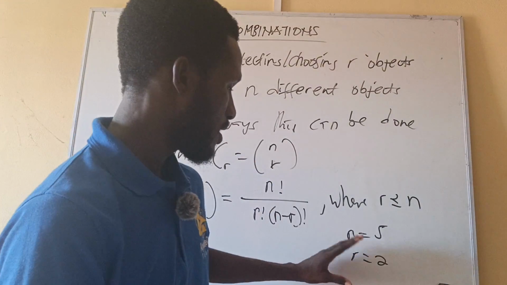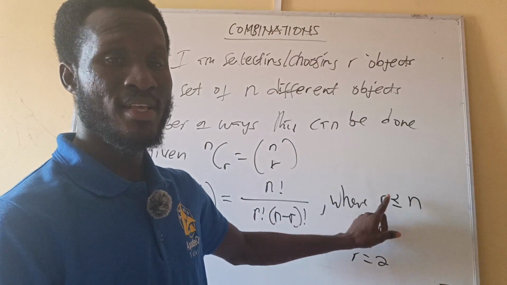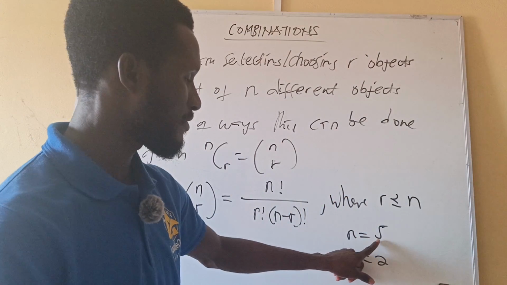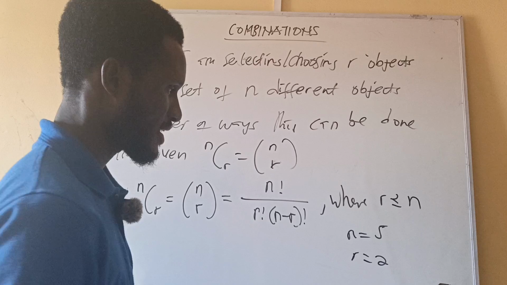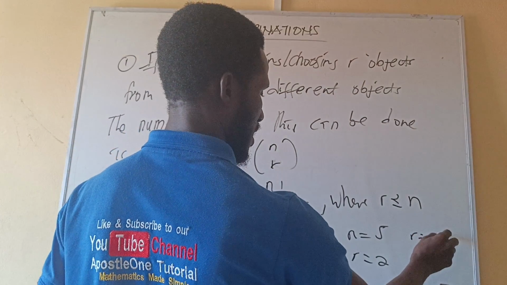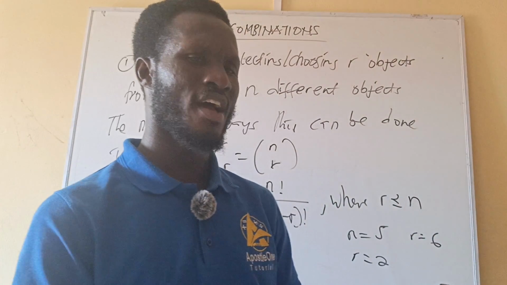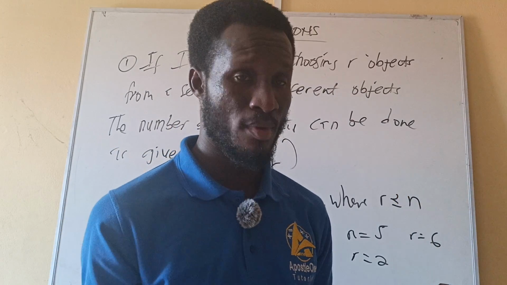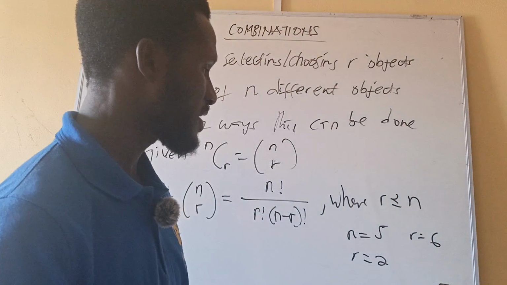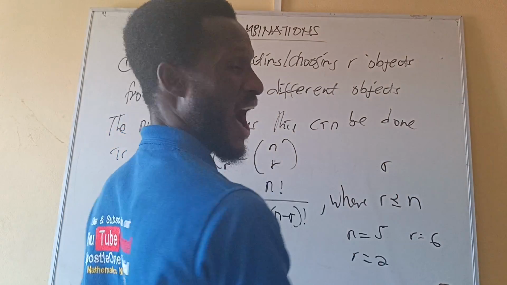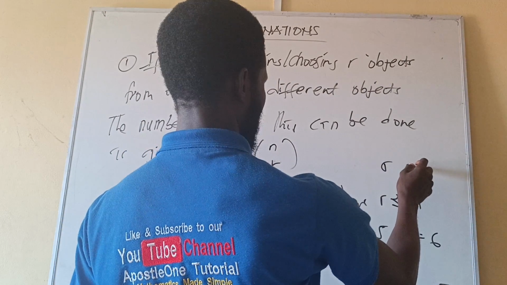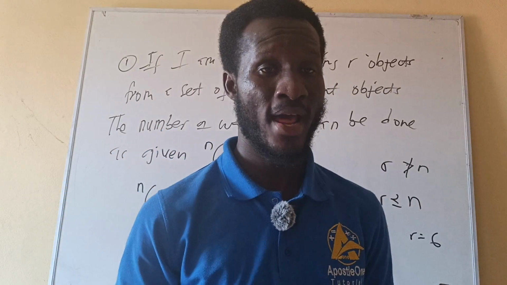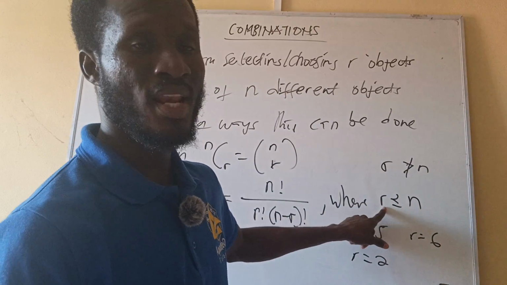You know that the reason why I said R is less than or equal to n is that if I have 5 students, I can't select 6. I can't select 6 because I have 5 people. How can I select 6 from the 5? It can't be possible. You understand? So most of the time, R can never be greater than n, but R can be less than n.